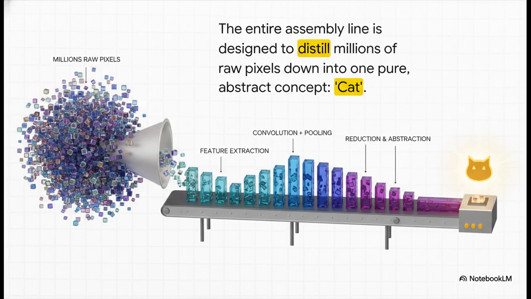So, when it all comes down to it, this entire incredible assembly line is designed to do one thing: to take the noisy, chaotic, high-dimensional data of millions of raw pixels and just distill it, step by step, down into one single, pure, abstract concept: CAT. That right there is the engineering genius of the funnel.